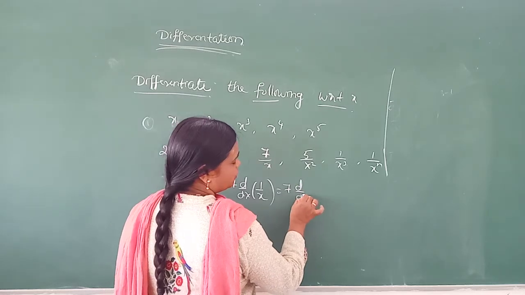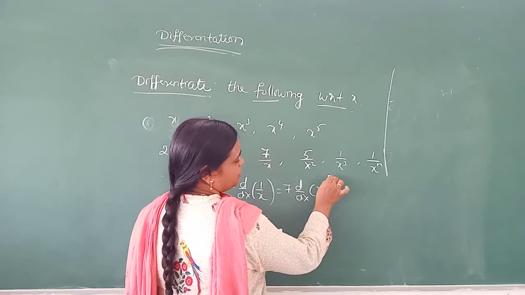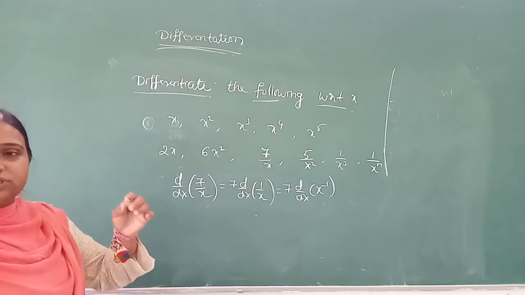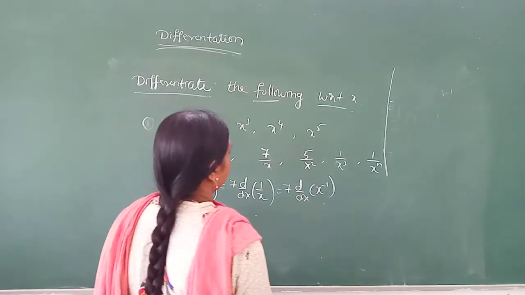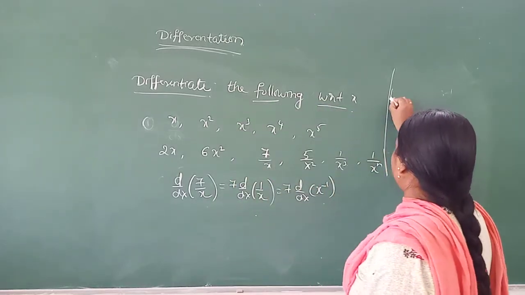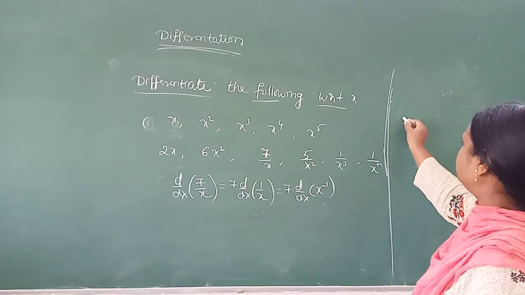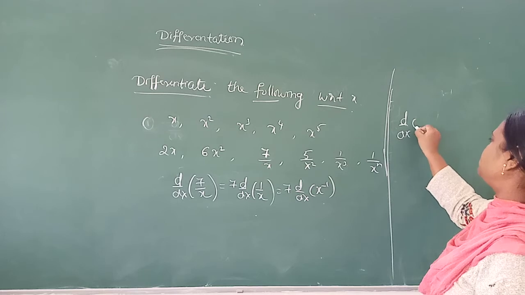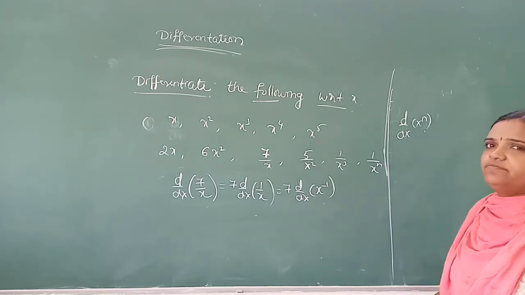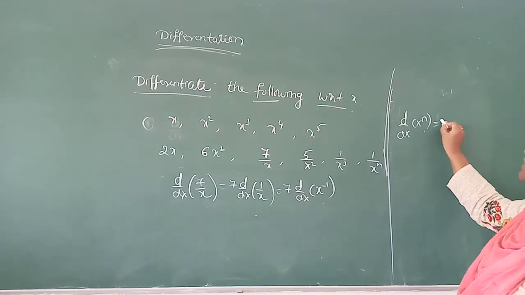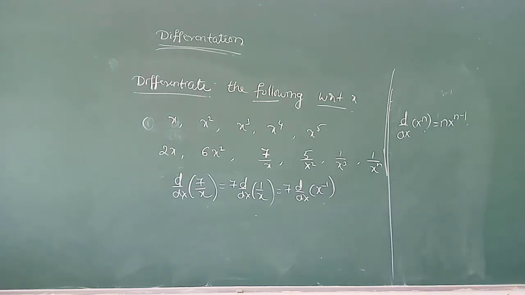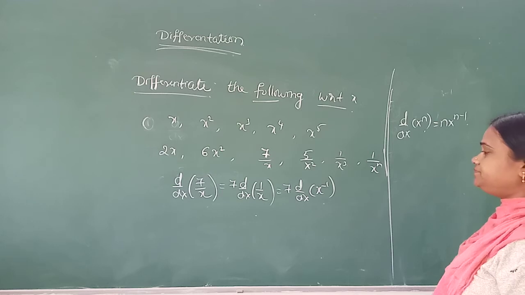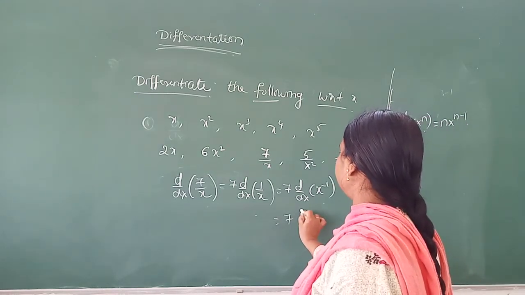D by dx of 1 by x can be written as x to the power minus 1 according to the theory of indices. 1 by x can be written as x to the power minus 1. And we know that d by dx of x to the power n, we have the formula, differential of x to the power n is n x to the power n minus 1. That same formula we are applying here.